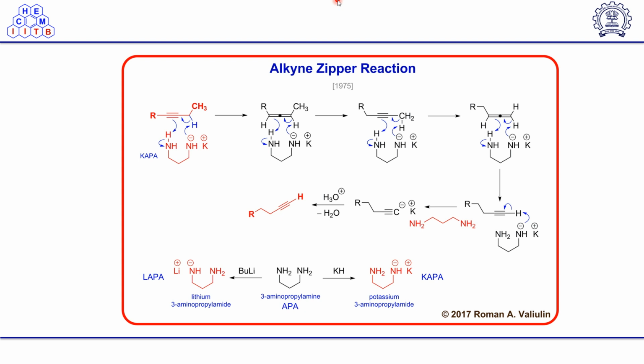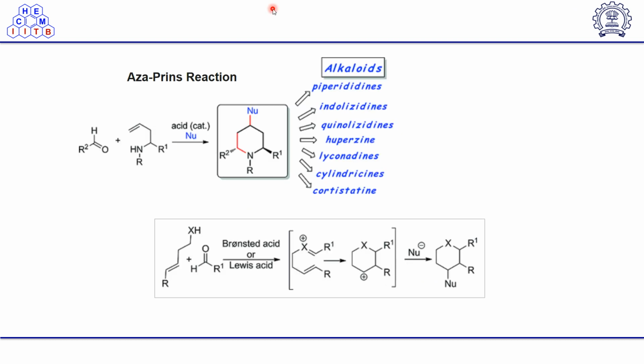Now the next reaction is the alkyne zipper reaction. Before that you may go through this aza-Prins reaction for some time.